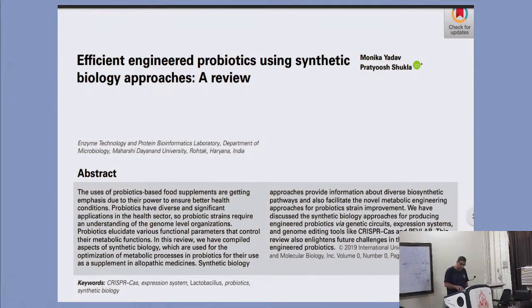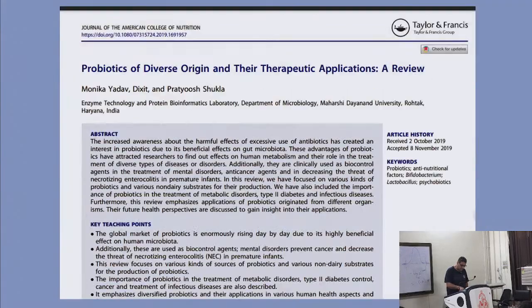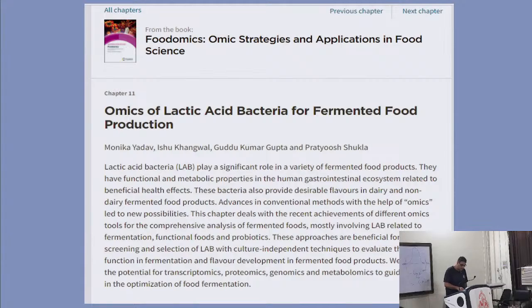And then probiotics, for those who are working on them. So these are the important aspects which you can see. And then system biology tools which can be used in this, and then probiotics of diverse origin and their therapeutic applications, for those who are working in the probiotic area, to see how these tools can be used for various therapeutic applications. FOROMICS is a new area, so we contributed to this chapter. We talk about omics tools, FOROMICS.